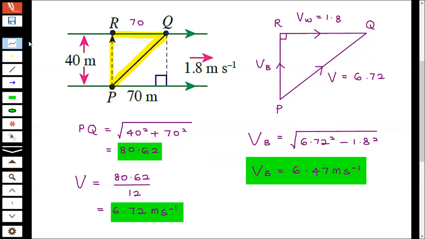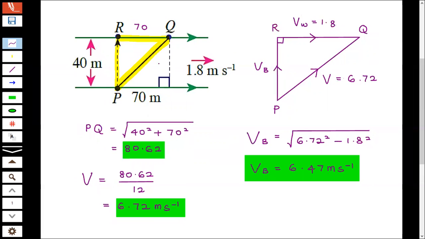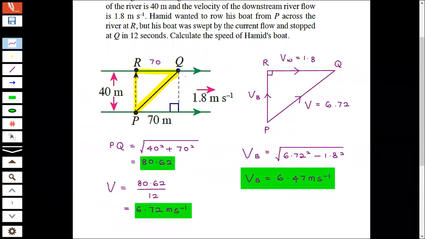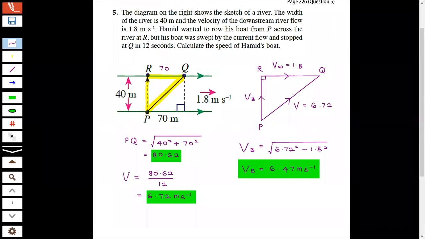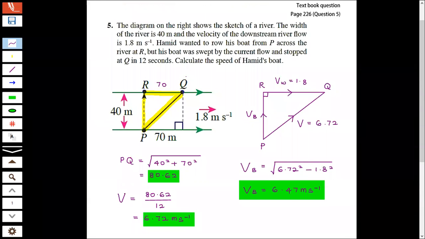So that is the velocity of the boat. I hope you can understand this one. Actually, it's a very simple question, guys. This is your entire solution. You can see it's just the resultant vector idea.